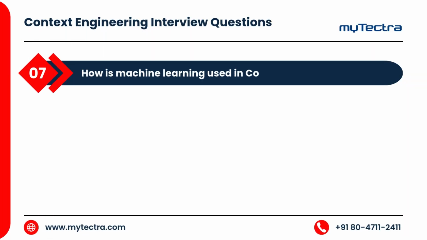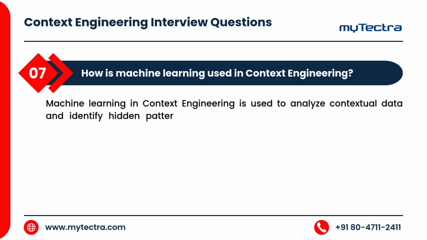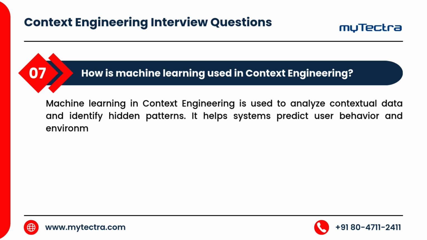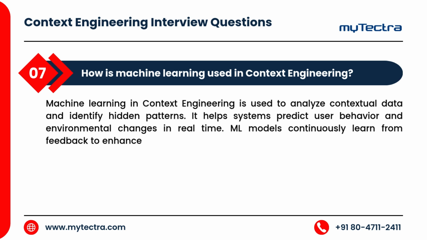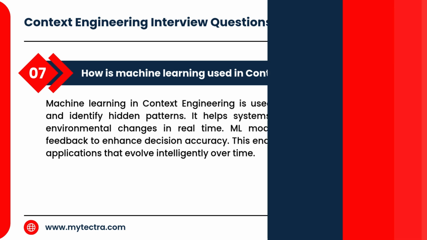How is machine learning used in context engineering? Machine learning in context engineering is used to analyze contextual data and identify hidden patterns. It helps systems predict user behavior and environmental changes in real time. ML models continuously learn from feedback to enhance decision accuracy. This enables adaptive, context-aware applications that evolve intelligently over time.